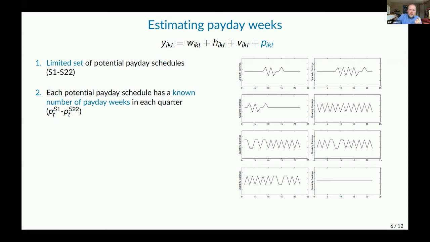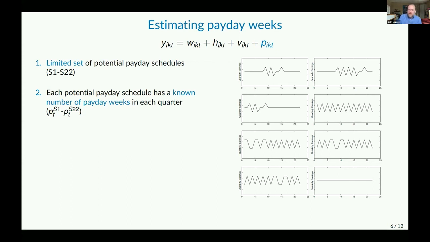So the key thing that we're going to be using here is the fact that for each of these different payroll schedules, you can look at the calendar and see exactly how many paydays would have occurred in a given calendar quarter if you were being paid according to that particular payroll schedule. And you can do this for each of the 22 different payroll schedules and for each period in time.